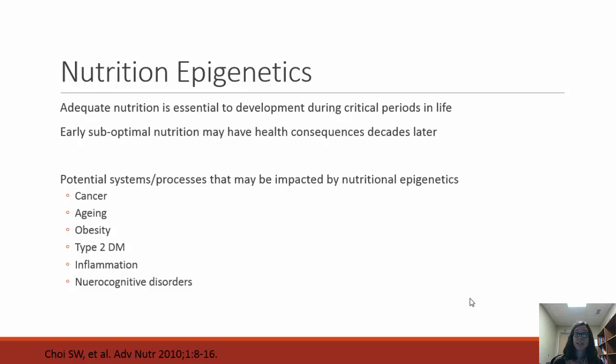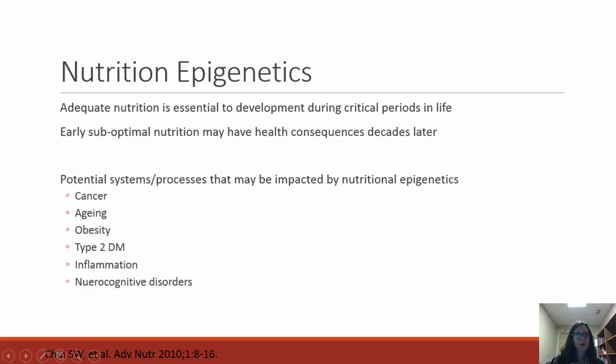So this is really interesting because it basically says that what happens to us in our early stages of development can really impact us decades later, possibly regardless of what our lifestyle choices are. And maybe not regardless, but after we undergo suboptimal nutrition early in life, we're just kind of predisposed to have a higher risk of these diseases.